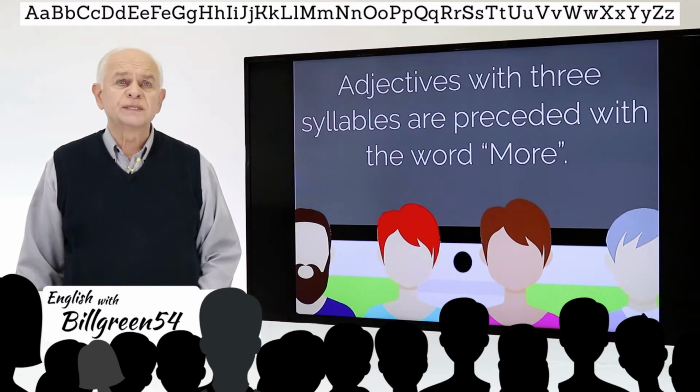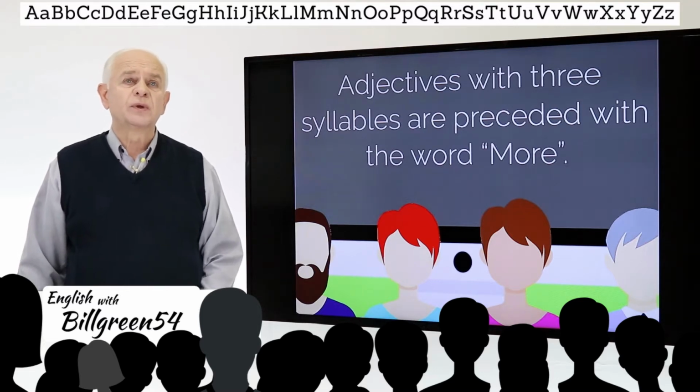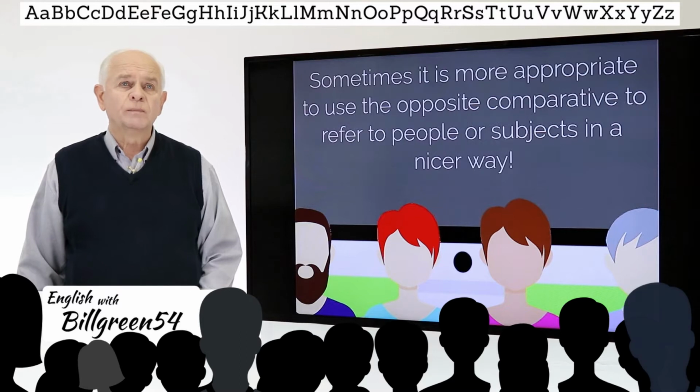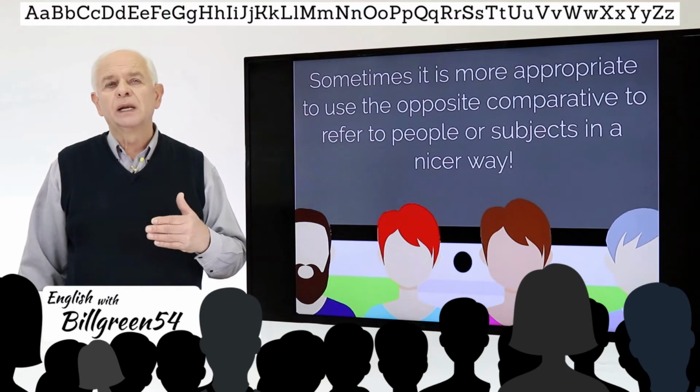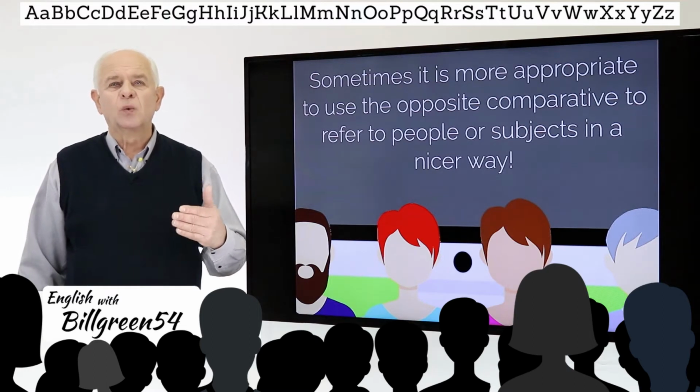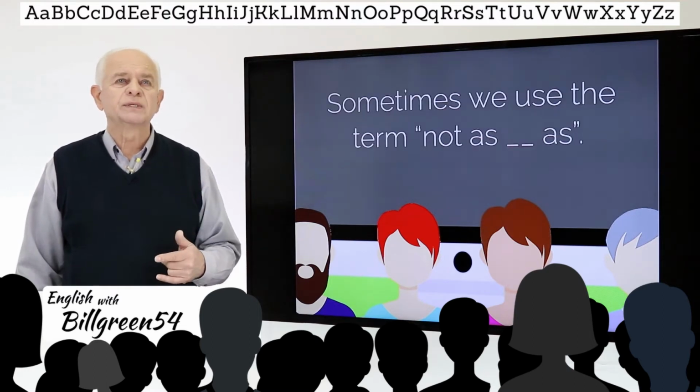Adjectives with 3 syllables are preceded with the word more. Sometimes it's more appropriate to use the opposite comparative adjective. We do that because sometimes we want to talk about something in a little bit nicer way. We're going to see some of this.